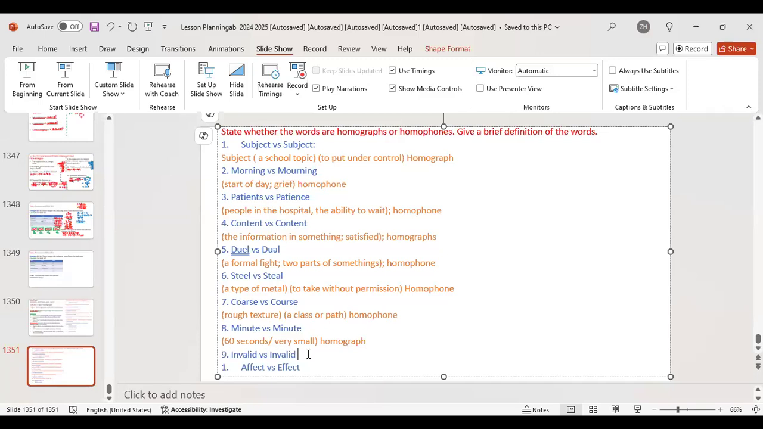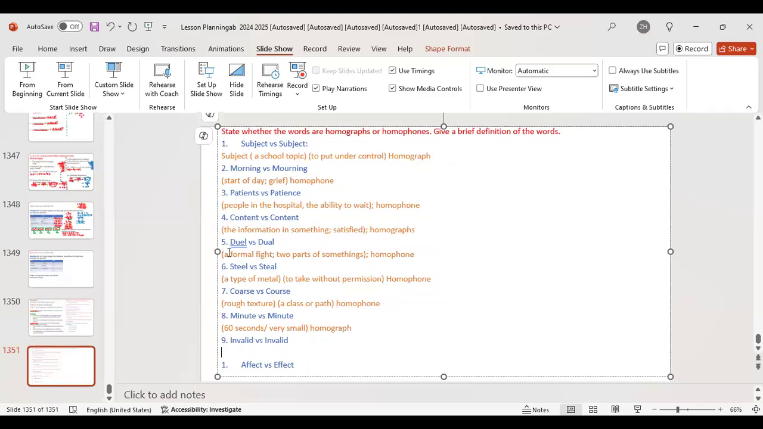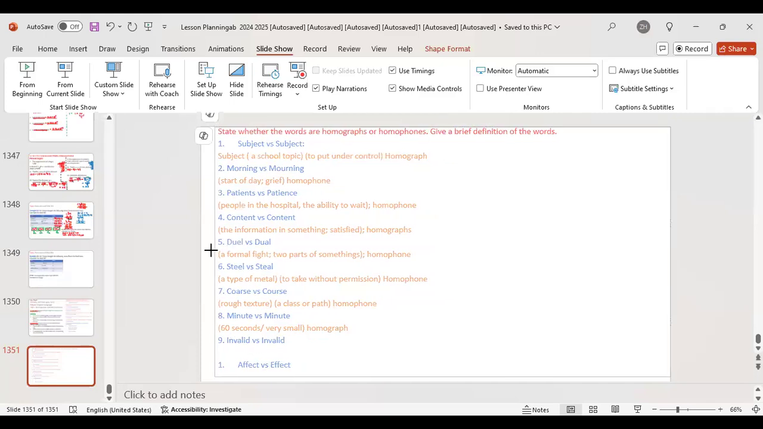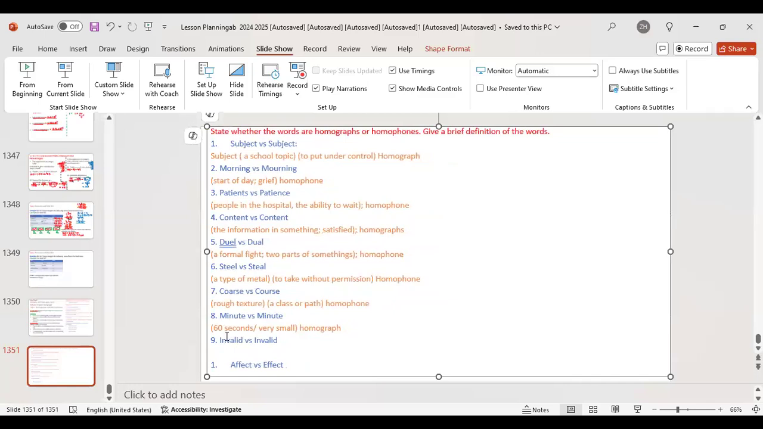Let me see if y'all get this one. How do you pronounce this? Invalid and invalid. I mean, same thing as what I just said. No, not the same thing. How do you pronounce it? Invalid and invalid. Very good. Okay.